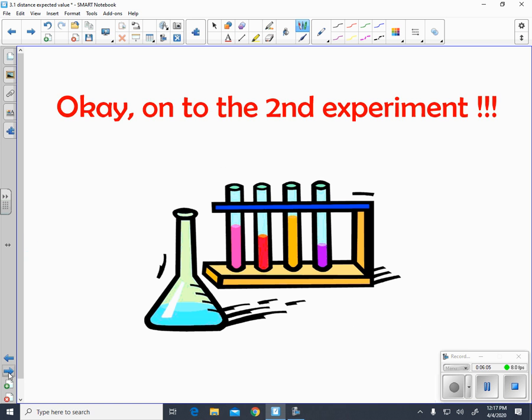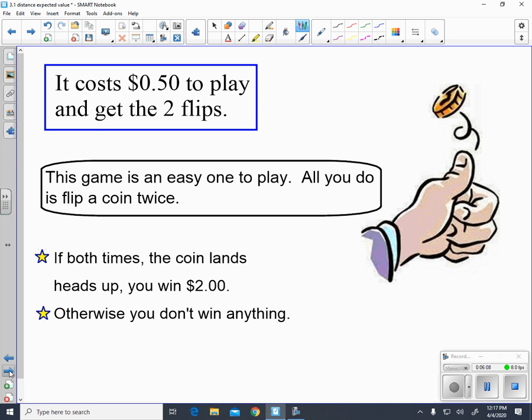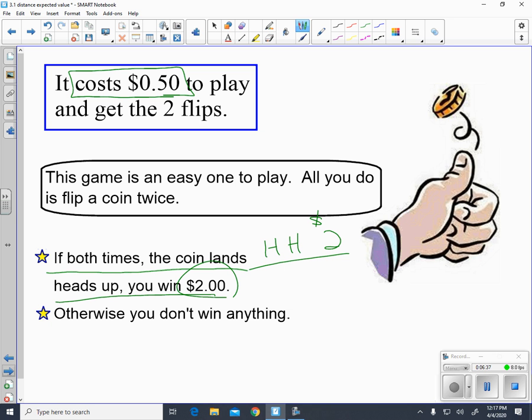The other experiment that we normally do, and I'm going to skip ahead, was this scenario where there's a second game and it costs you 50 cents to play. So you give me 2 quarters and then you toss a coin twice. And the way the game works is this. If both times the coin lands heads up, you win $2. So if the result was heads and heads, you win $2. Any other result, you just lose the 50 cents. So again, when you think about the game, would you expect to win or lose?